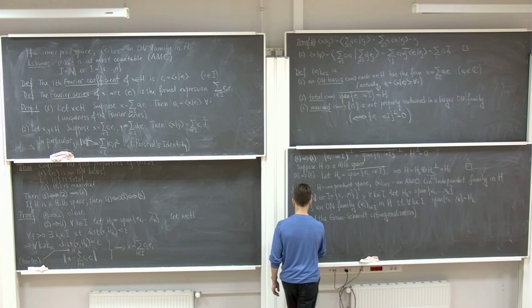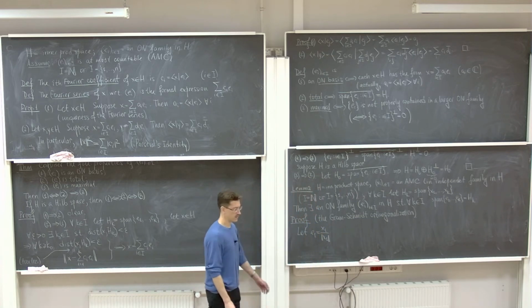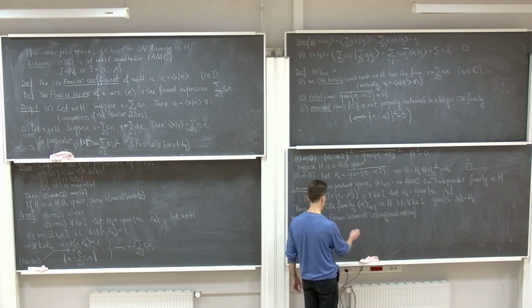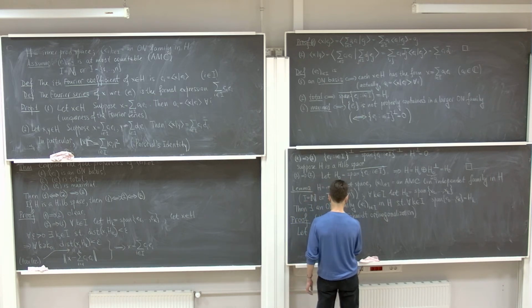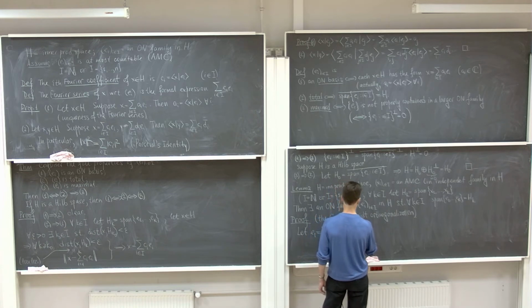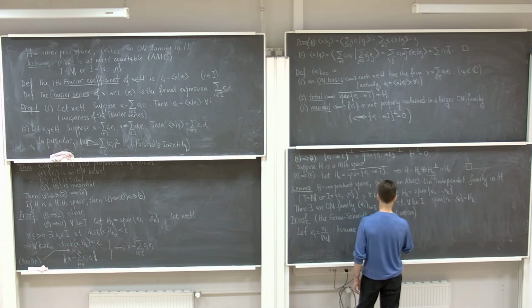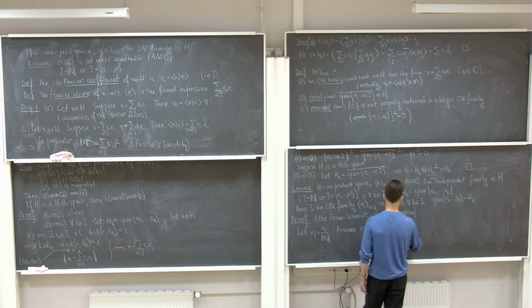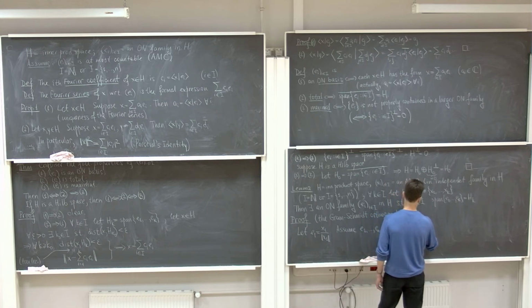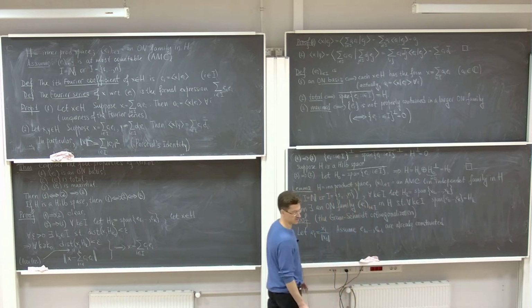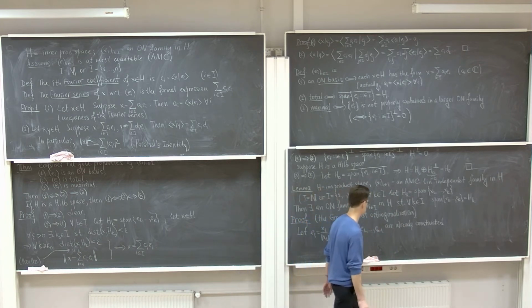First of all, we define E1 as follows. We just normalize the vector x1. And now assume that we have already constructed the vectors E1 to, say, En minus 1. So assume that E1 to En minus 1 are already constructed. And we construct En as follows.